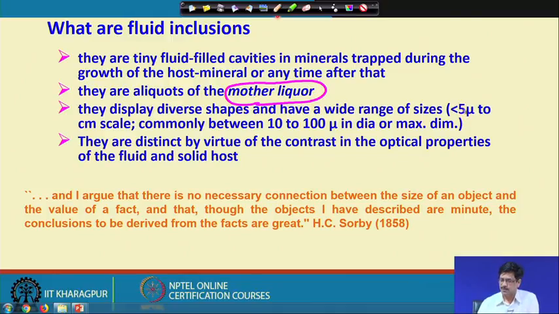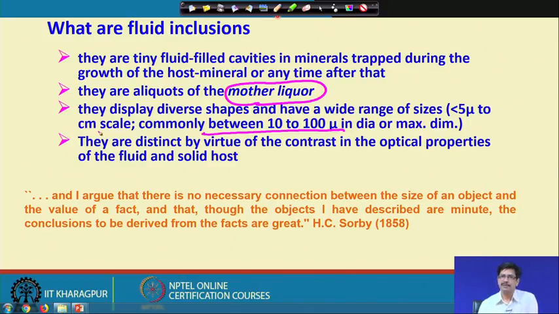They can be very small, as low as less than 5 microns, going up to centimeter scale, but commonly when we see them under the microscope in different minerals from different rock associations, they are generally between 10 to 100 microns. There are very exceptional situations where they can be larger, and sometimes even fluid inclusions can be seen with the naked eye, but such situations are so exceptional that you can only see them in a museum.